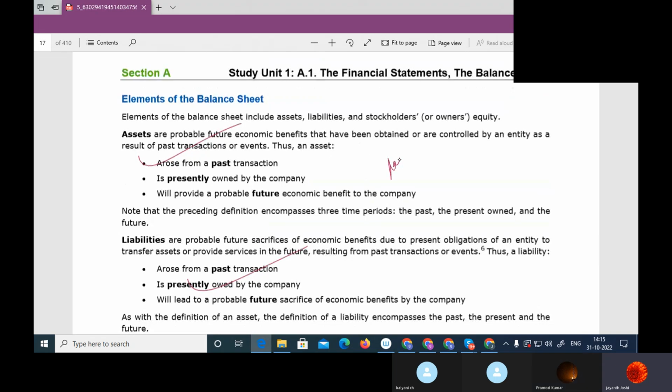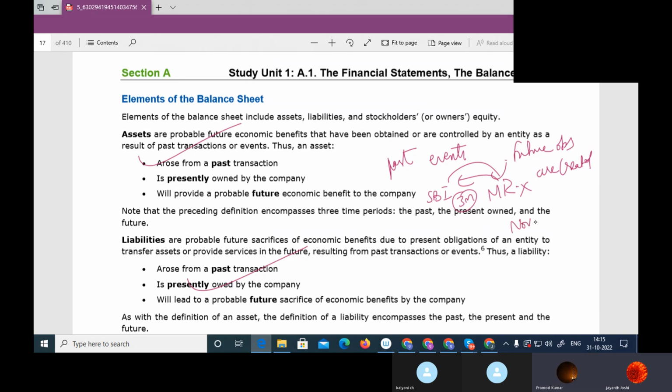Liability is nothing but future obligations created because of some past events. Suppose Mr. X made a contract with SBI bank three months back, that he wants to take a loan after three months. Suppose this is the month of November. So in September, he made an agreement with the SBI manager that in November he will borrow 50 lakhs from the bank. So now he is borrowing 50 lakhs. Is it an obligation for his future? Yes. So a future obligation is created because of the past event or contract. It's a liability.